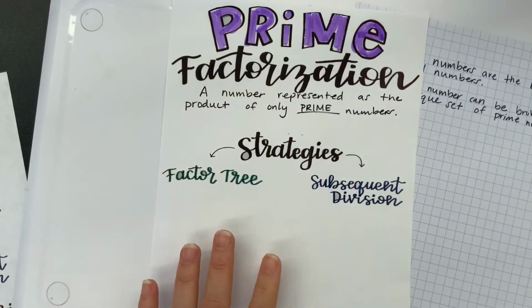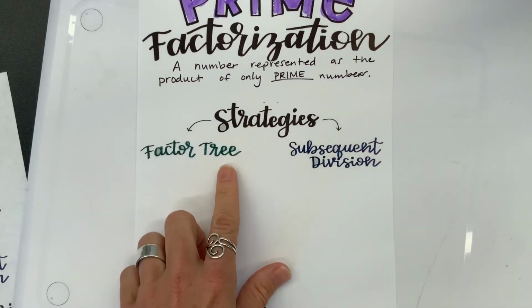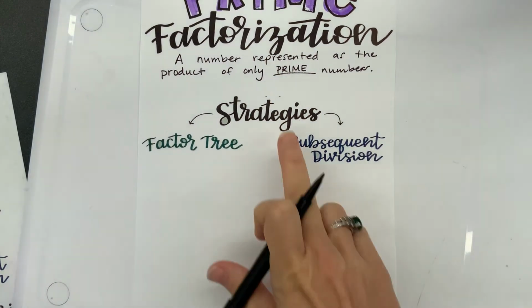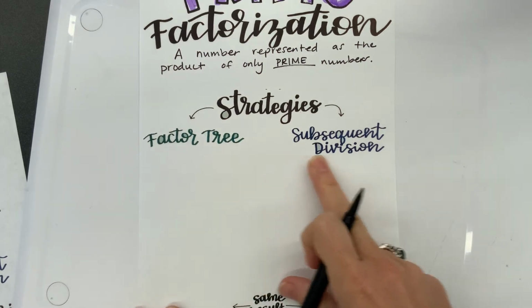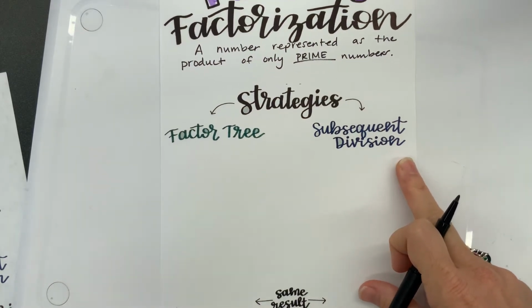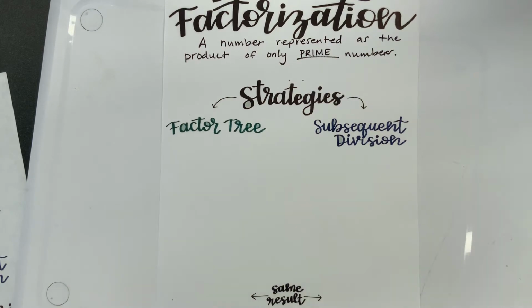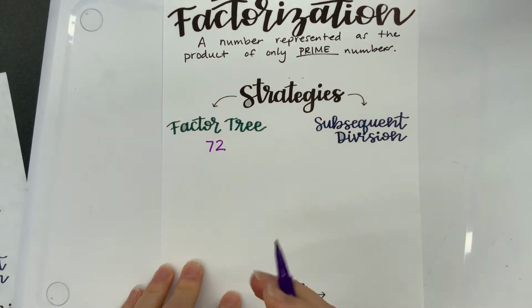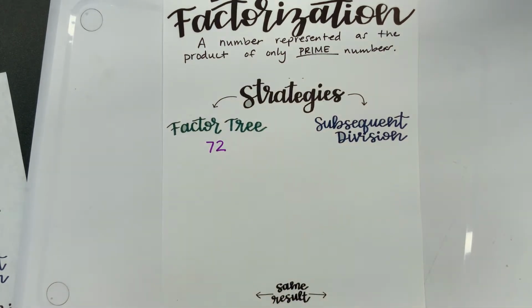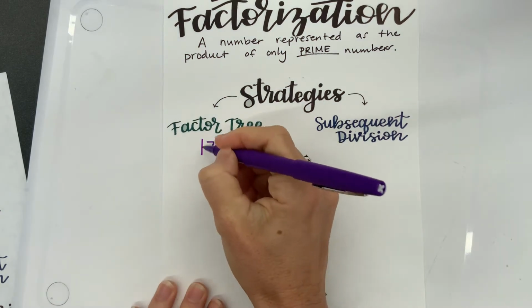Okay, so let's look at the strategies of how we do the prime factorization. So we're going to go over two different methods. The first one, making a factor tree, and the other one, doing subsequent division. Okay, so we're going to start with, let's say, the number 72. So I ask you, what are the ingredients of 72, or what is the prime factorization of 72?